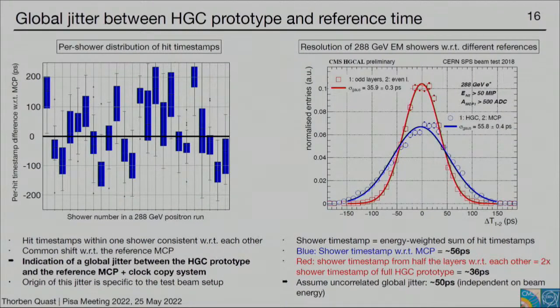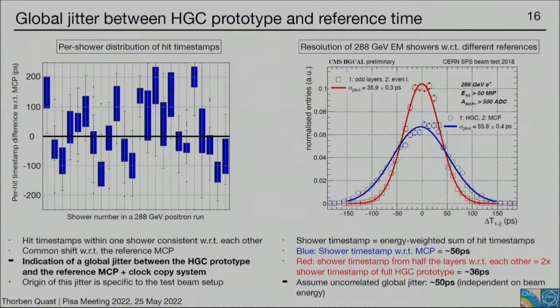We were not able to reproduce this feature, but we are quite confident that this is the case, and you can see it quite nicely here. So what you're seeing here in each bar is, for each readout, for each shower that went through the prototype, the distribution of timestamps with respect to the MCP. You can see that the timestamps themselves are quite consistent with each other in HECL, and they are commonly shifted with respect to the MCP. So that really hints at the presence of such a global jitter, which is between these two, between the main system and the reference system.